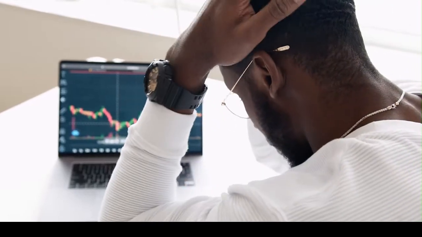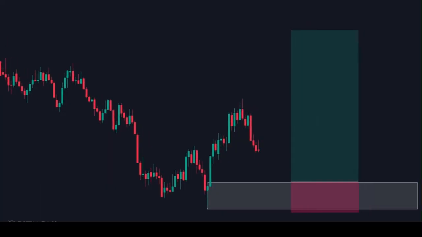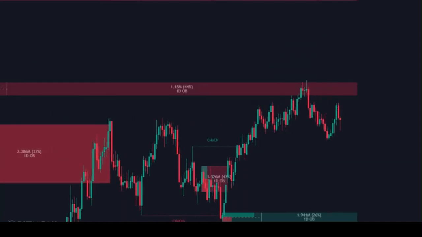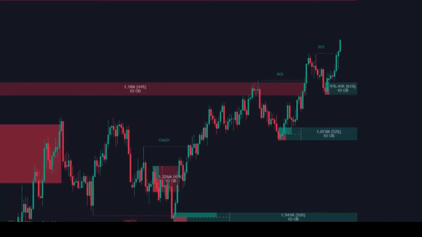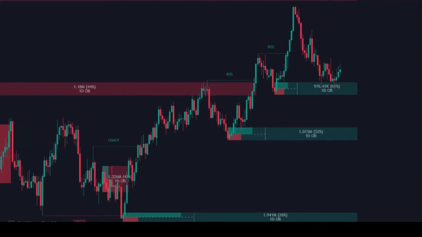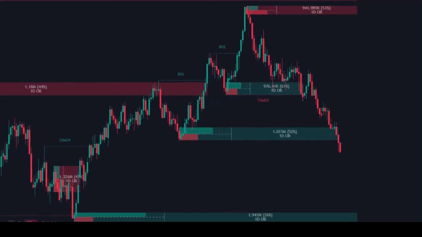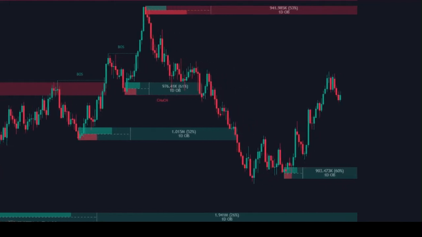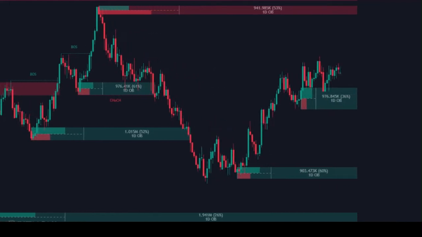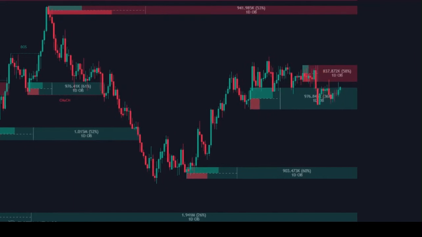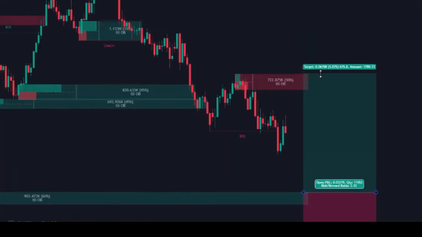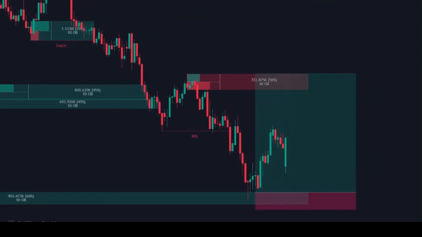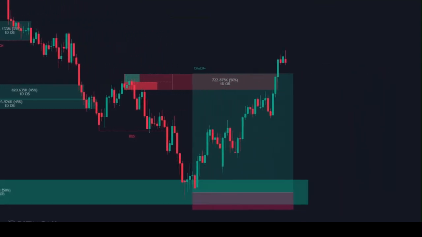Hey traders, have you been struggling with guessing your trades and missing key market moves? You're in the right spot. Today we're exploring an incredible TradingView indicator that's about to level up your trading game. Imagine combining the precision of key levels, the power of supply and demand zones, and the clarity of market structures, all in one streamlined indicator. No more cluttered charts, no more confusion. Just pure actionable insights to help you dominate the markets like a pro.